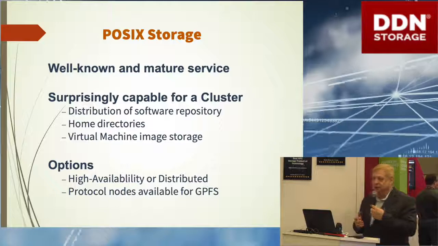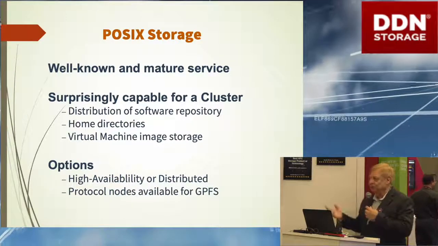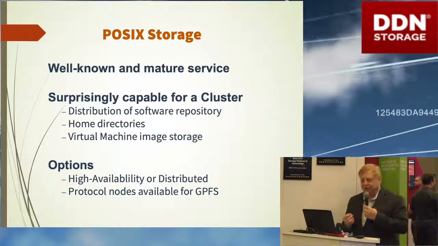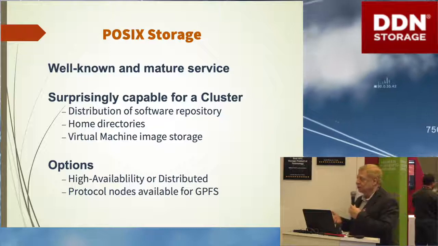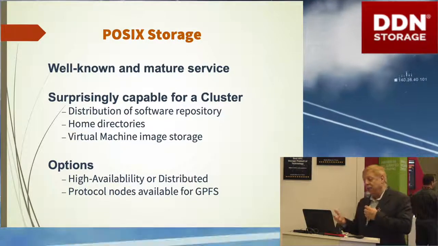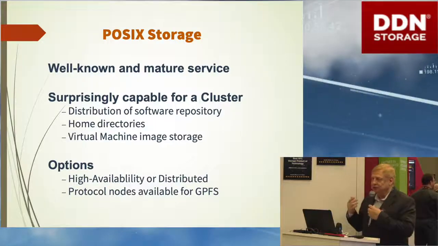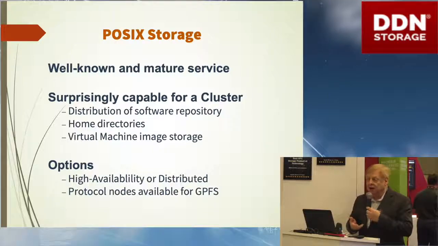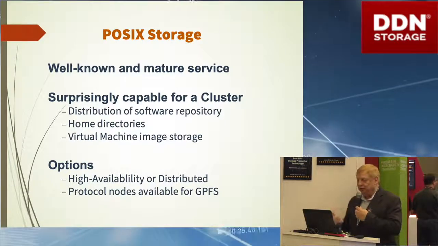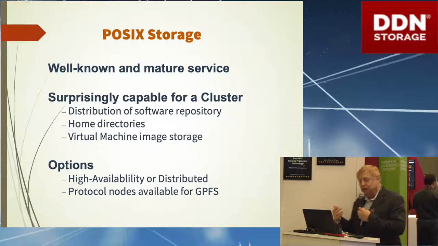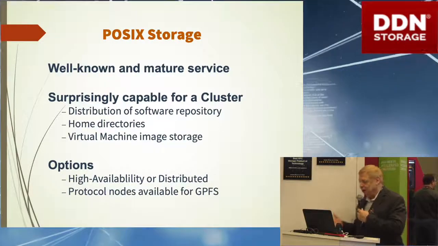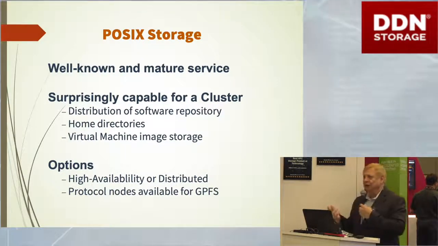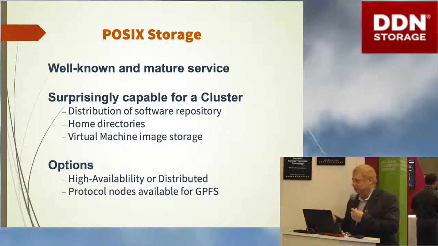If you have used a Unix system or a Linux system anytime, I'm sure you have used a standard POSIX file system. The interesting thing is it's surprisingly useful for a cluster. For example, distribution of a software repository. One of the things that's common for POSIX is using NFS. Well, NFS, as it turns out, has various kinds of caching that it does, both on the server and on the client, which is exactly what you need for doing things like distribution of software. Virtual machine image storage, NFS is great for that as well. Home directories, that works out fine as well, because you don't really need super high performance for how to access the files with an editor, right?